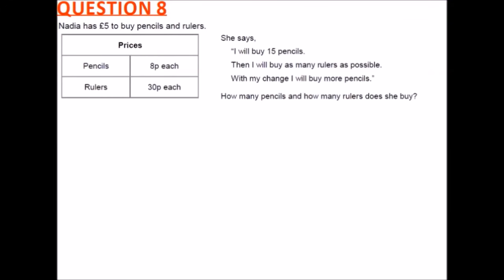Question 8. This is about Nadia buying some stationery, pencils and rulers. So it says that she's going to buy 15 pencils. Now pencils, we're told, are 8p each. After buying the pencils, it then says she's going to buy as many rulers as possible. So she's going to buy as many rulers as possible. Rulers are 30p, which we need to know. So with her change, after, she's going to buy more. So how many pencils and rulers is she going to buy?